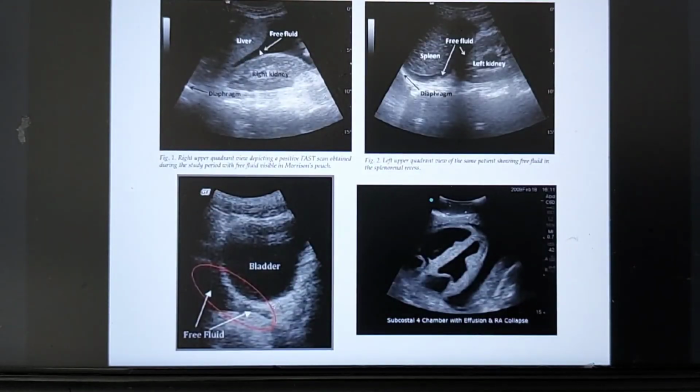So this is an example of free fluid in a FAST scan result. This is the liver, this is the right kidney. It's the hepatorenal access. And then this one is the spleen, and this one is the left kidney, the splenorenal access, and also this one is the pouch of Douglas, and this is the pericardium.